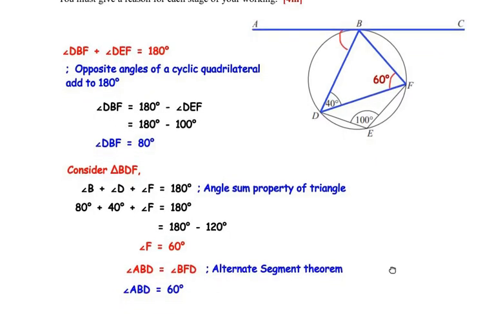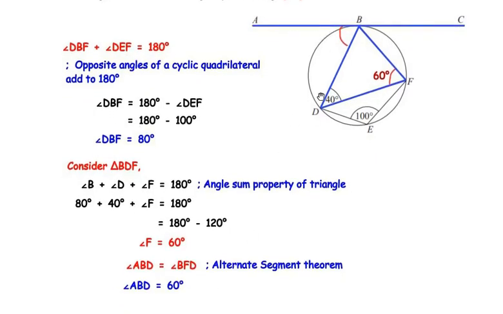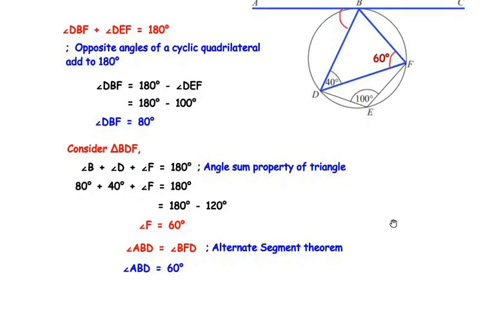So here we have written angle ABD is equal to angle BFD, that is by alternate segment theorem. So angle ABD will be equal to 60 degrees. So this is our answer.